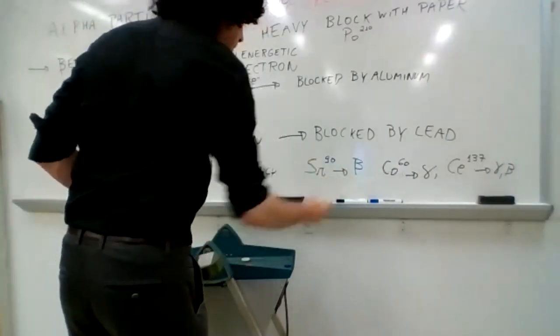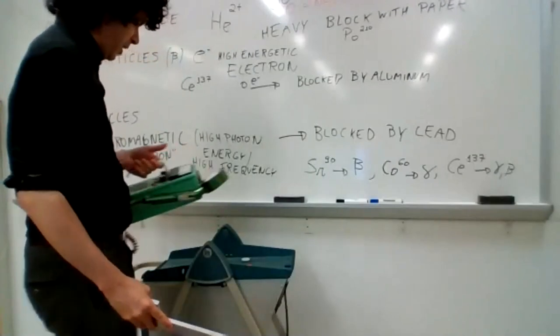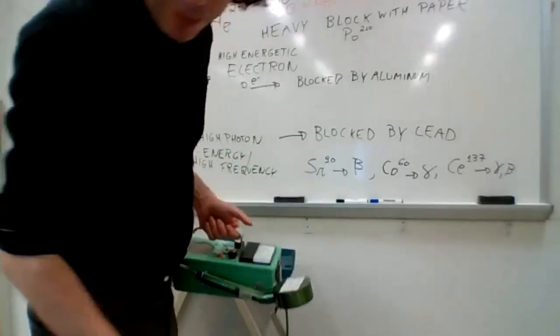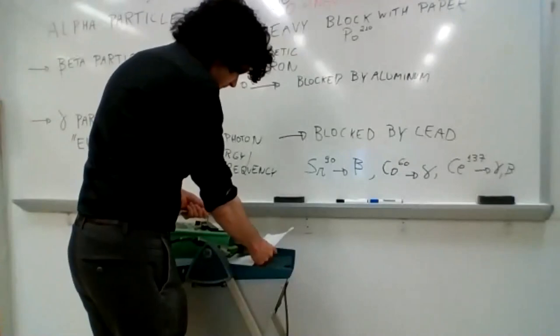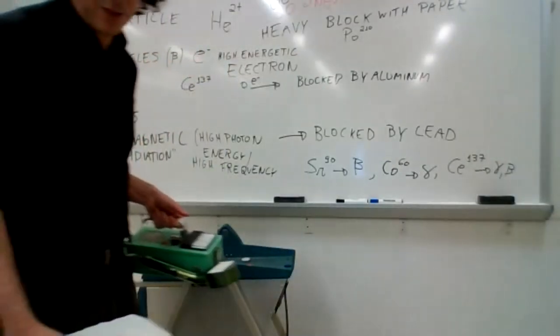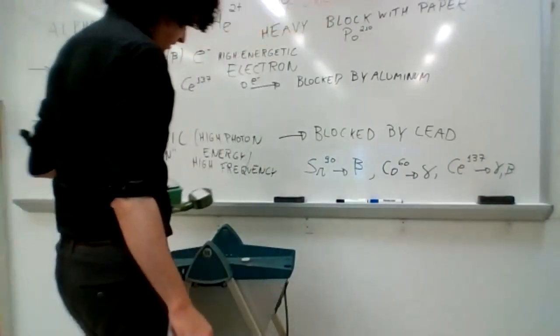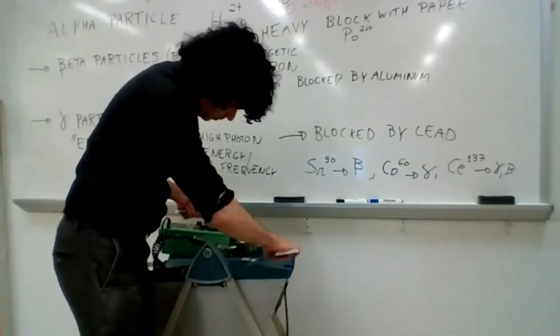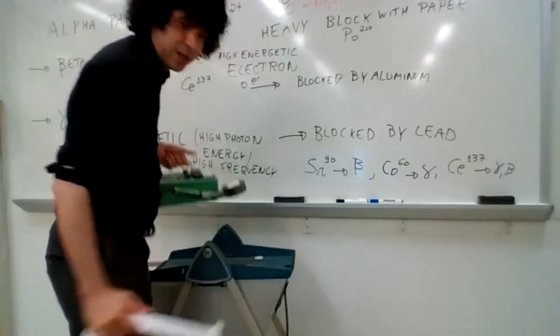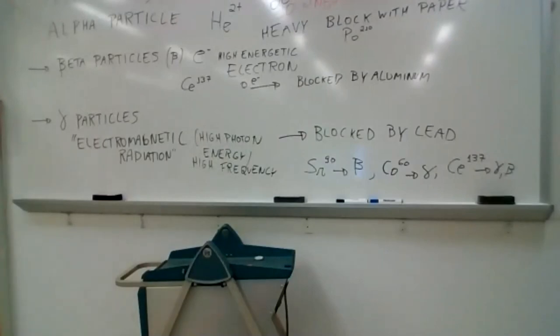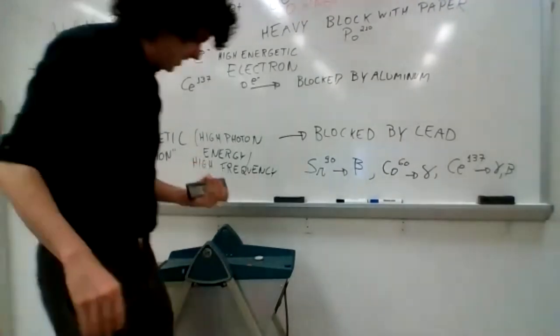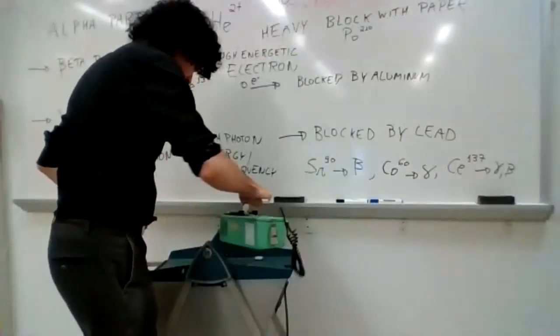The second particle is cobalt that emits gamma particles. So let's try here a piece of paper. I'm blocking here. Doesn't work. And aluminum. Doesn't work, doesn't block. And lead, I will bring some lead for you. All right, great. Here I have lead. And let's try to block.